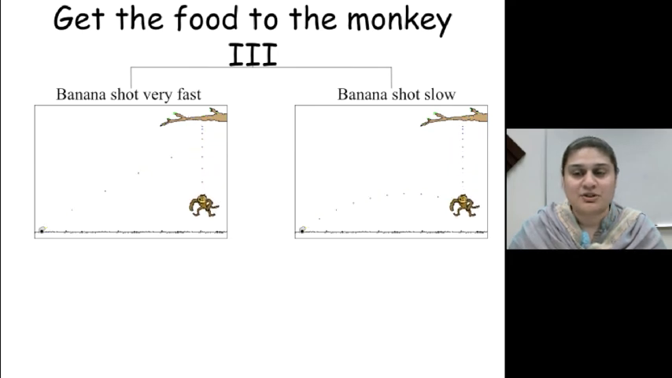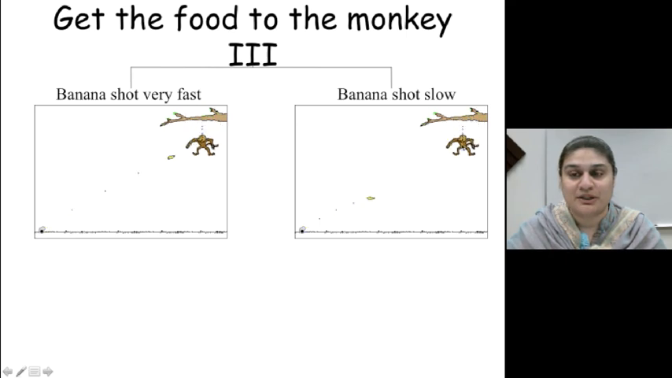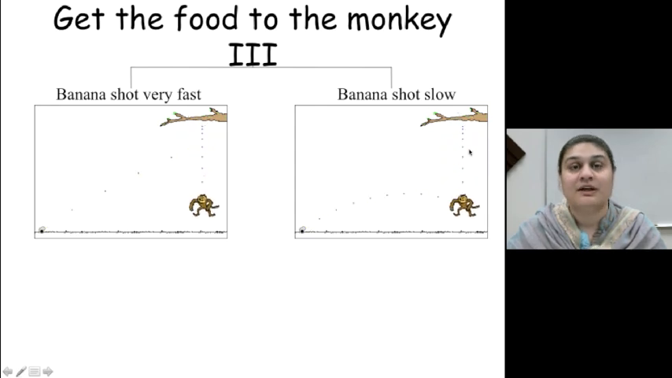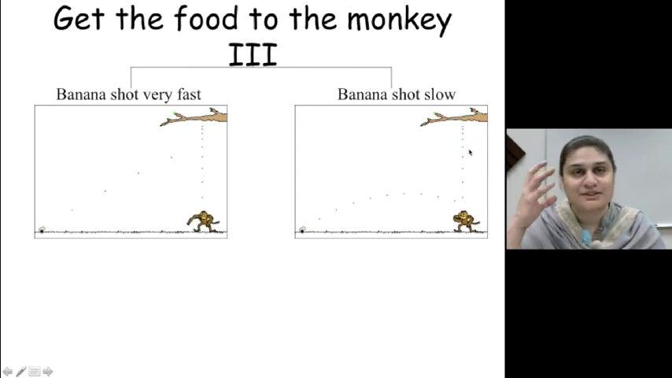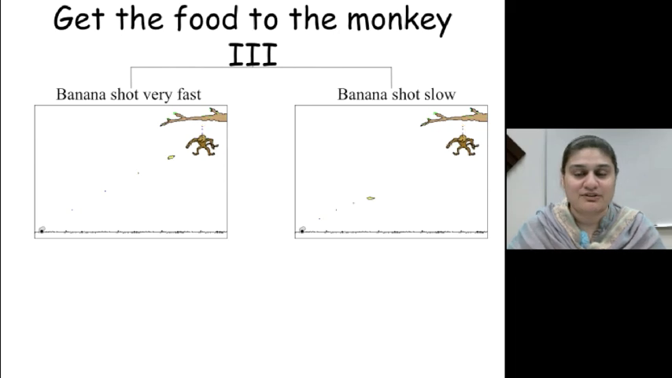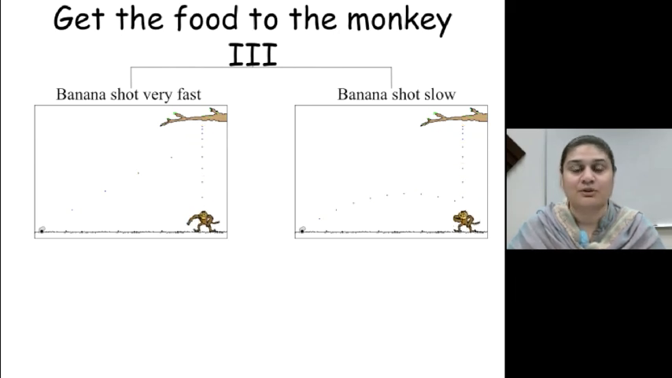Now, if the banana is shot very, very slow, with the two paths, the monkey falling and the path here, as long as it's aimed directly towards the monkey, it will still reach it. I know it's a little bit surprising if you figure this out, but that's actually very true.